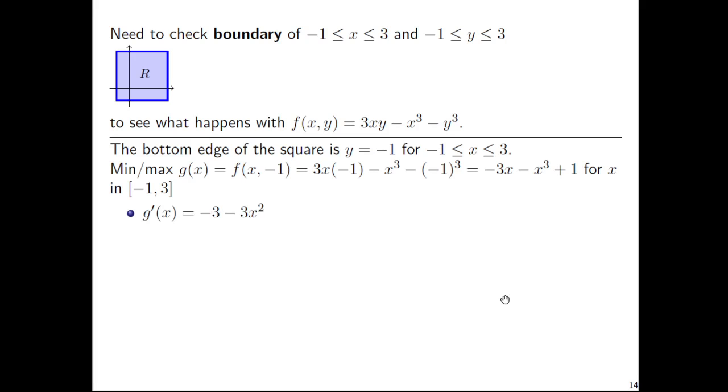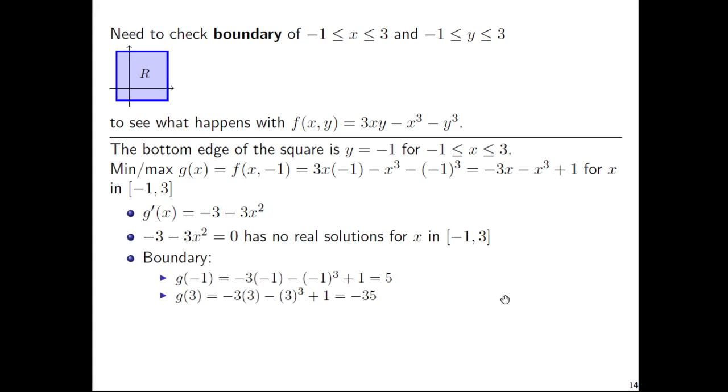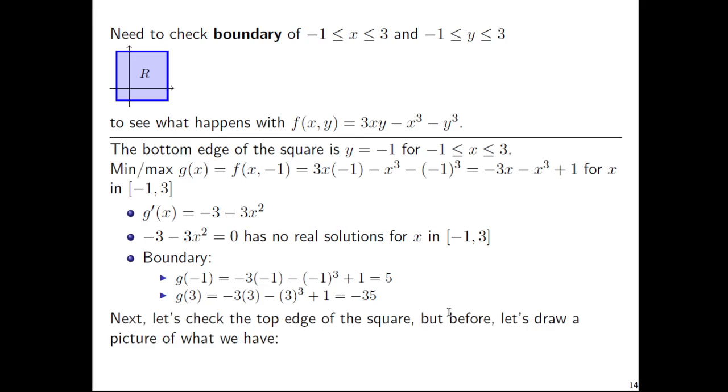So to do that, calc 1 style optimization problem, take the derivative, set equal to 0. Unfortunately, there are no real solutions. So fine, we don't have to check anywhere on the interior of that line segment. We do need to check the boundary though. So we'll just compute for this function g what happens at the smallest x value and the largest x value that we care about, and we get z values of 5 and -35.